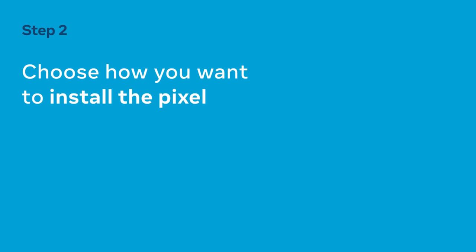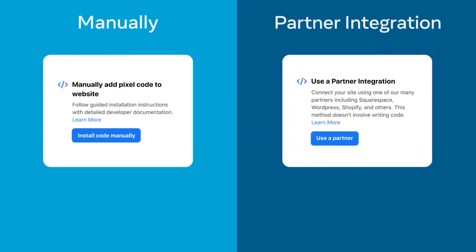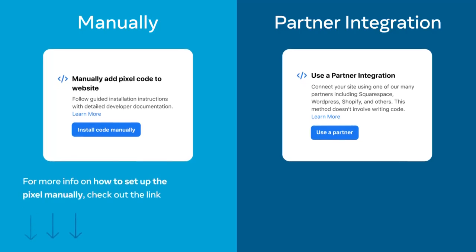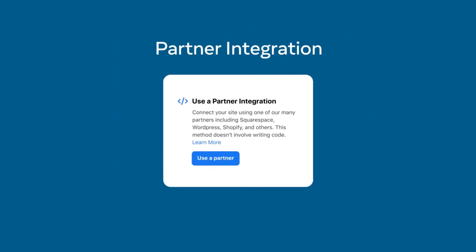There are two ways to set up the Pixel. You or your website developer can manually add the Pixel code to your website. Or, if you use one of our e-commerce partners for your website, you can easily set up the Pixel without any coding. In this video, we'll show you how to easily install the Pixel through a partner integration.